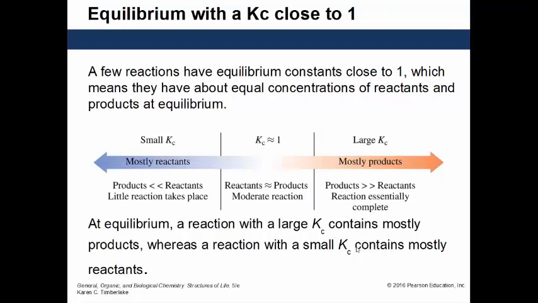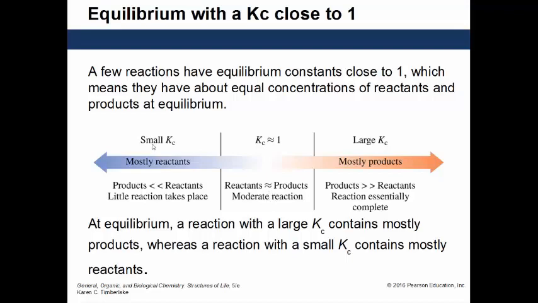Alright, there are going to be a few reactions that have a Kc value that's going to be close to 1, but that usually means that the concentrations of reactants and products are going to be very close to equal to one another. The value for Kc is approximately 1. The concentrations of reactants and products will be fairly close together, or fairly equal, and you'll have a moderate reaction.